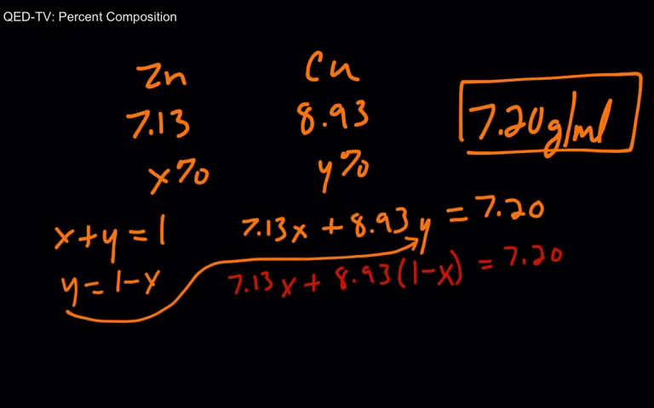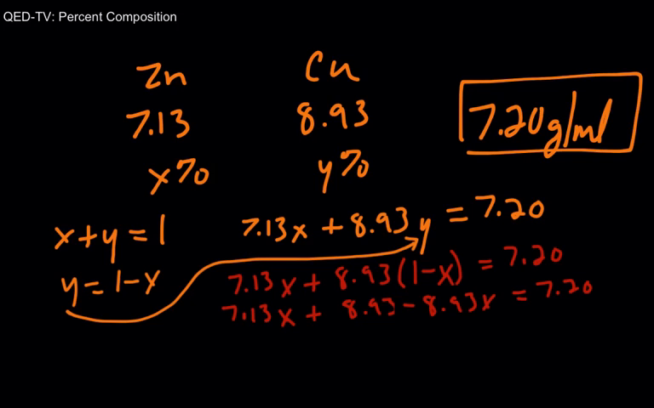Okay? And so now I have nothing but X's in here, so I just have to algebraically solve for this. Hopefully we can all do that. 7.13X plus, I'm going to distribute this, 8.93 times 1. 8.93 times 1 is 8.93. And then 8.93 times a minus X is a minus 8.93X equals 7.20.